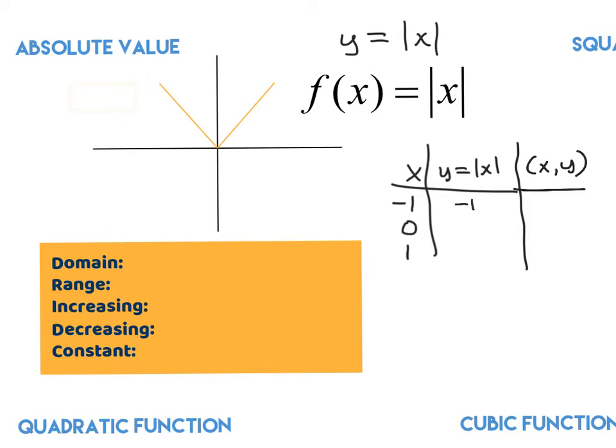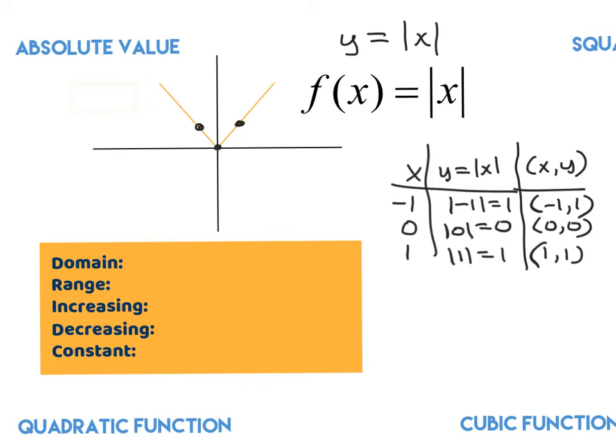So if I plug in -1 and I absolute value it, I get 1. And that's what my y equals. So then I would graph the ordered pair, -1, 1. And then if I plug in a 0 into the absolute value, I would graph the ordered pair 0, 0. Plug in a 1, I get 1, so 1, 1. So then if I take these 3 points and I put them over here, and then when I connect them, I need to remember that when I connect them, I'm making a V shape.